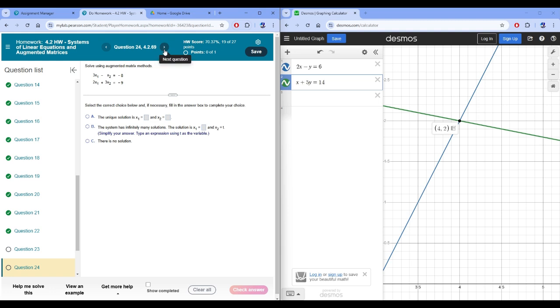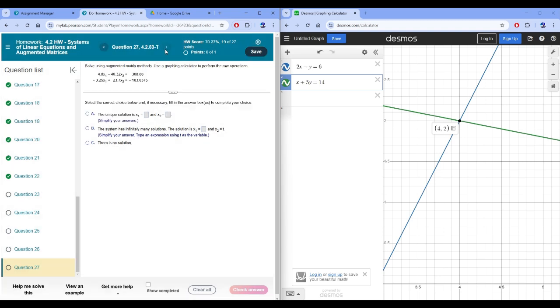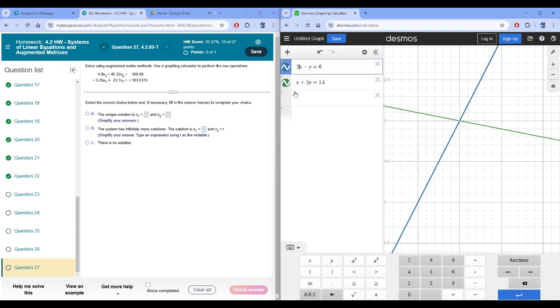Same exact thing here. This one is just decimals, so I'll do that one just to prove it's no problem, guys. We're using technology. It's not going to be an issue.